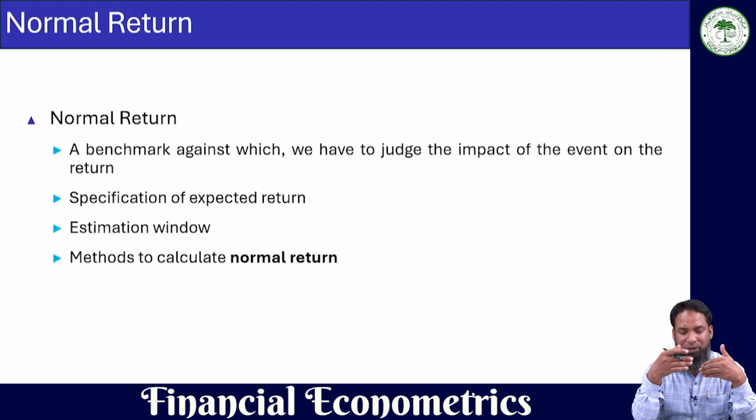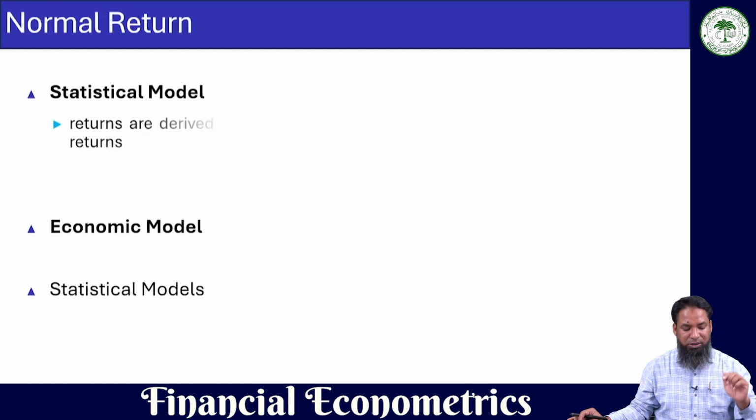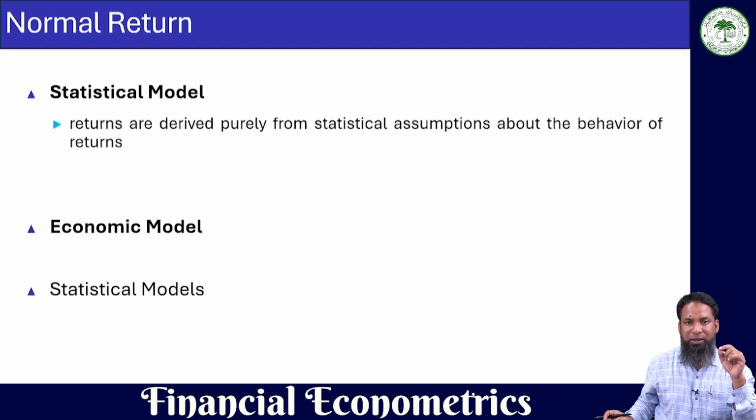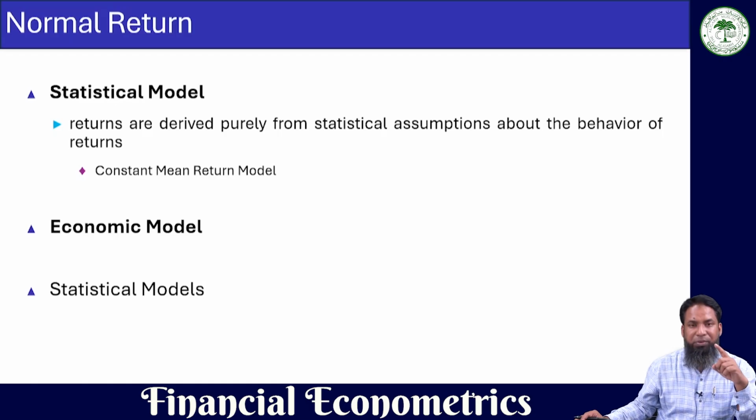Now how do we get the expectation of that return? There are various approaches, different methods, to get that normal return. Broadly we can categorize them into two. One is the statistical method, another is the economic model. In statistical methods, basically we derive the normal return assuming that the particular return follows a statistical behavior, and we use that statistical behavior to predict the normal return of that particular asset price. Based on that, we have two types of approach. One, the constant mean return model. Second, the market model.